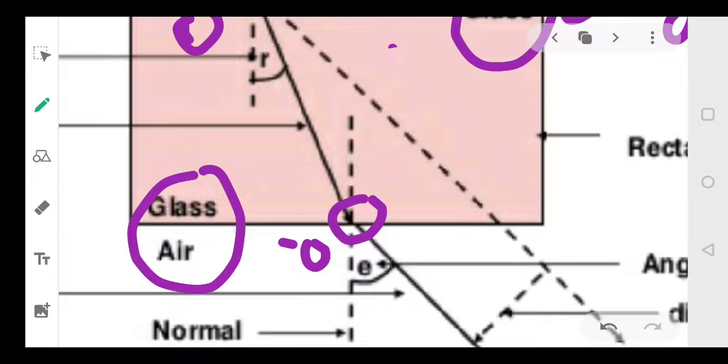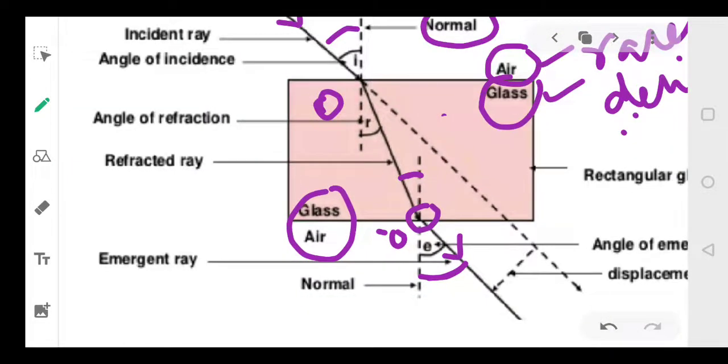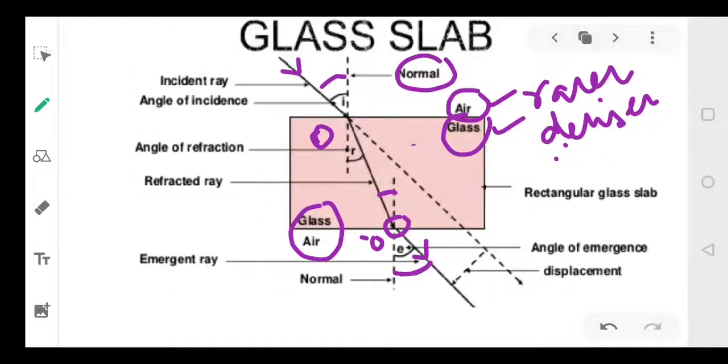The light ray will go away from the normal, and this angle is now called angle of emergence, and this angle is your angle of incidence for this point O dash. This angle would have been the angle of refraction, but we will call it the angle of emergence, and this ray will be called the emergent ray.